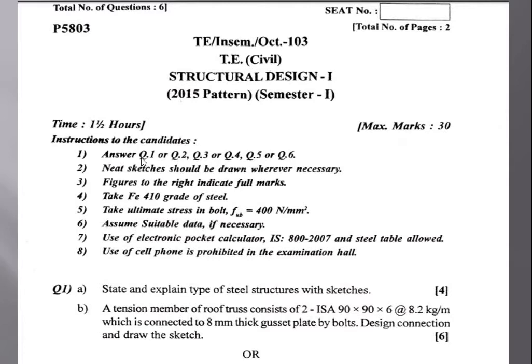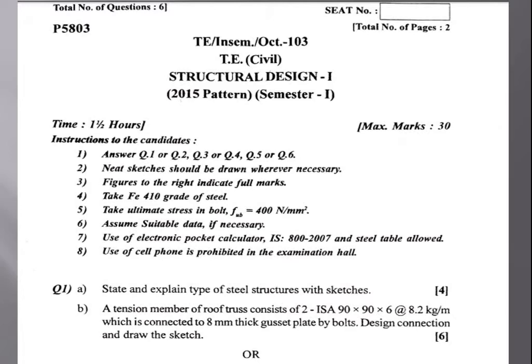If you are not solving your questions with proper planning, it is a problem. Fe 410 grade of steel is given, which is applicable for all steel. The ultimate stress of the bolt, FUB, is given as 400 Newton per mm square, meaning 4.6 grade of bolt. Assume suitable data if necessary. Most of the things may not be given, so we have to assume them and mention it clearly in the solutions. Use of a pocket calculator, IS 800-2007, and steel table is allowed. But again I am repeating, don't write anything on the steel table and IS code, as that will be treated as a copy during the examination.